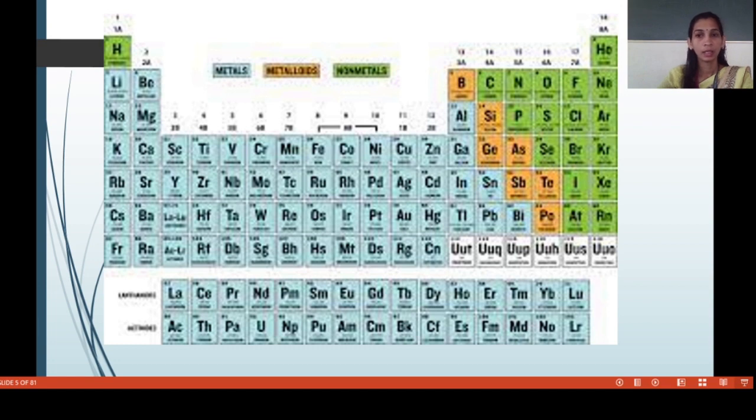In 11th standard as well as in 12th standard, we completely discuss the basic structure of the periodic table. In 11th class, the S block is present at the left hand side, the P block is present at the right hand side of the periodic table, while the D block is present in the middle, and the F block is placed at the bottom of the periodic table.